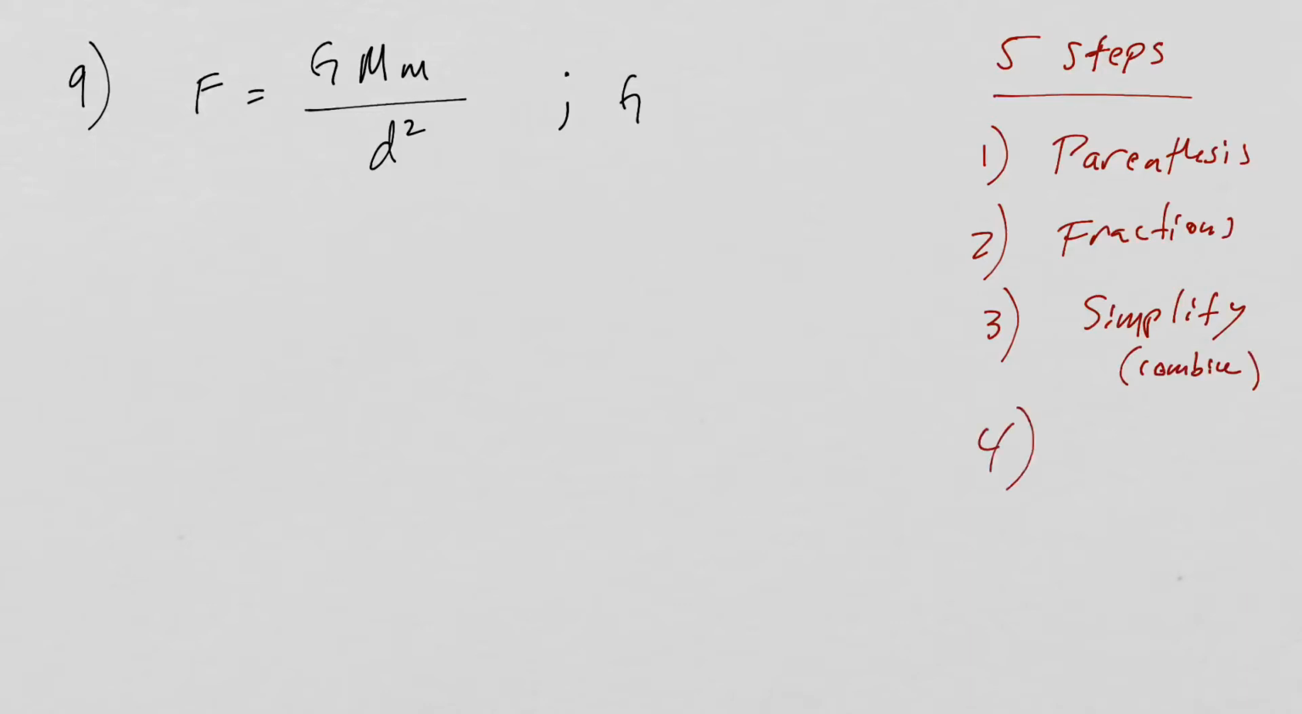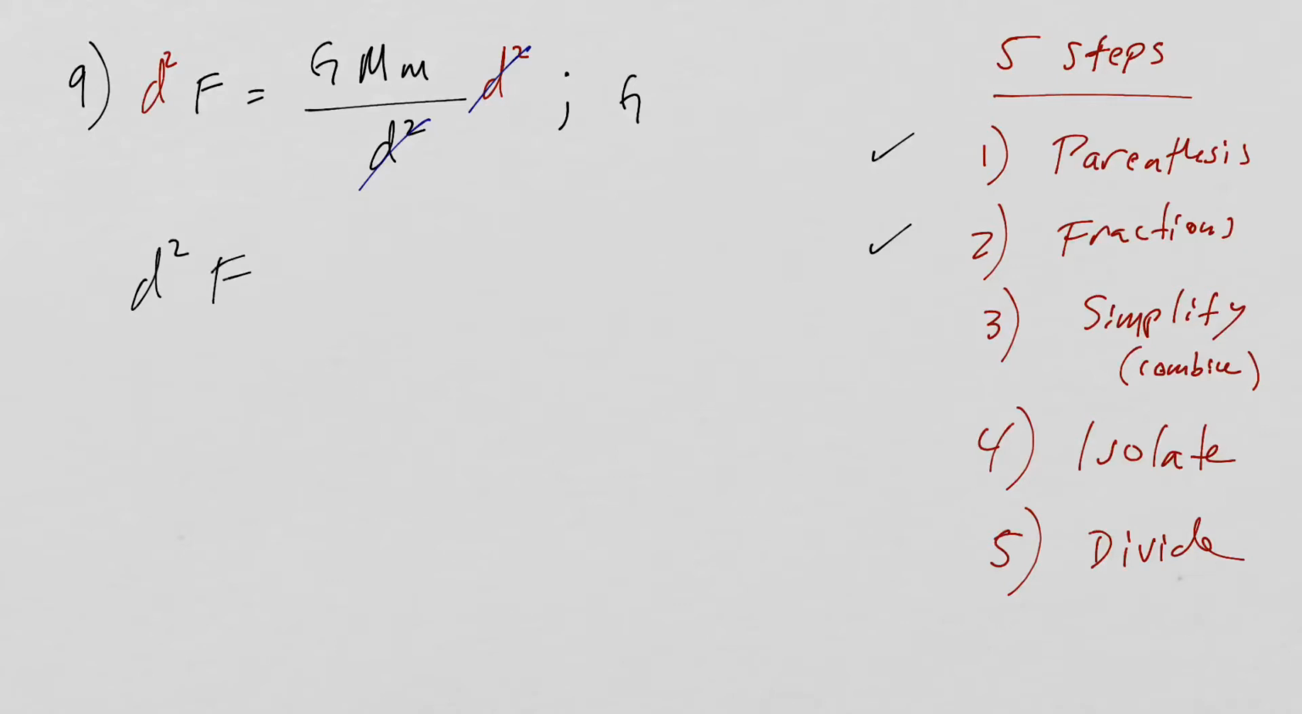Step 4 is to isolate the variable that you're after. And step 5 is to divide. Okay, so if you do those steps in order, you'll get rid of everything. Now, step 1, there's no parentheses, so we skip it. Step 2, we clear the fractions by multiplying everything by the common denominator of d squared. So that cancels, and we're left with d squared f is equal to g m m.